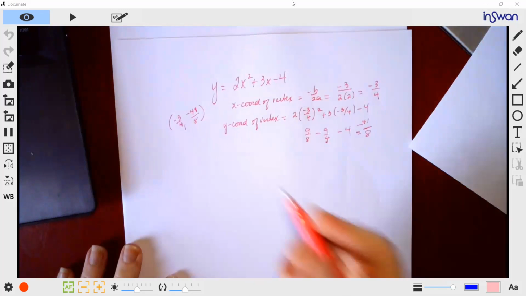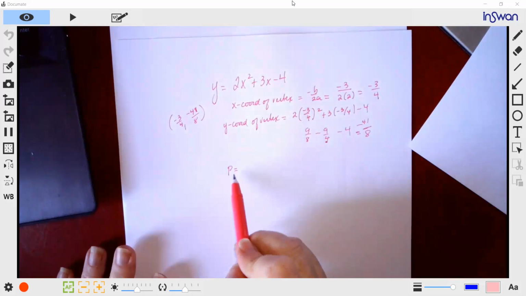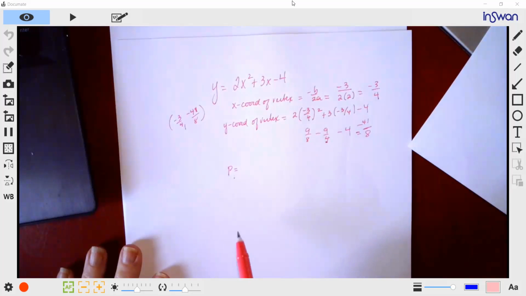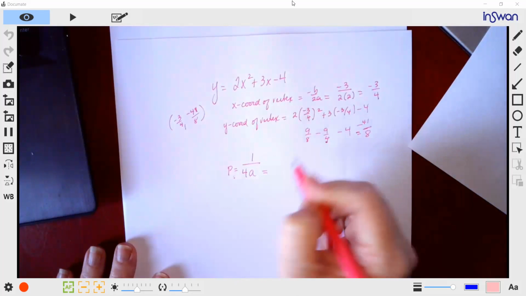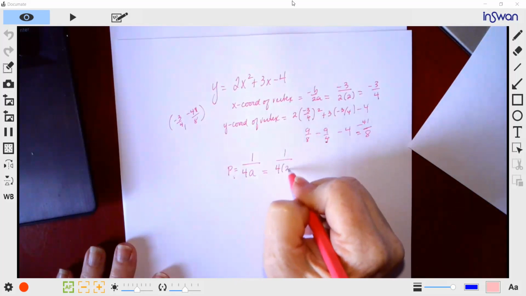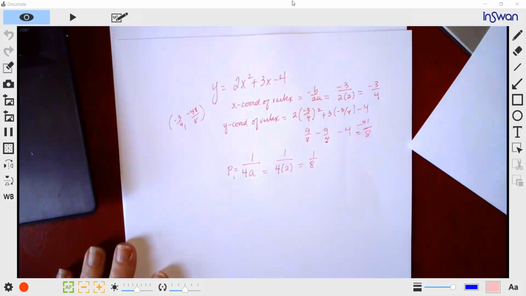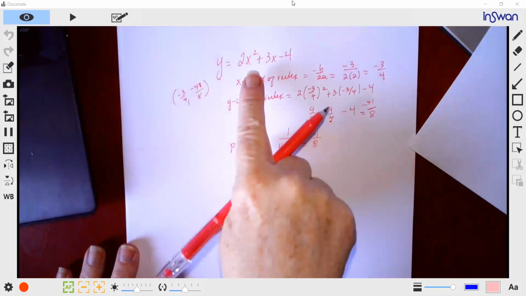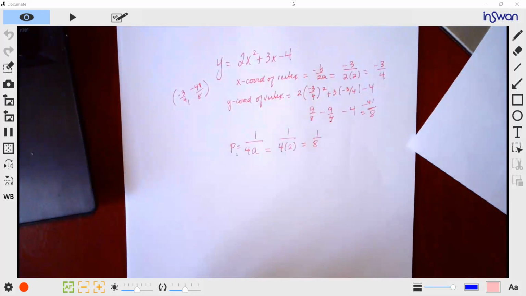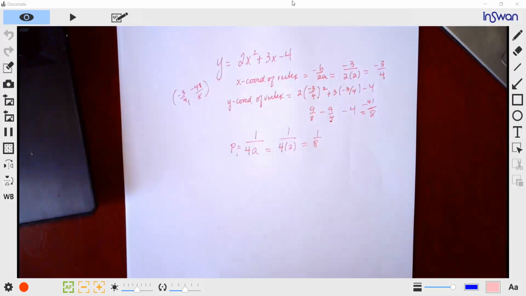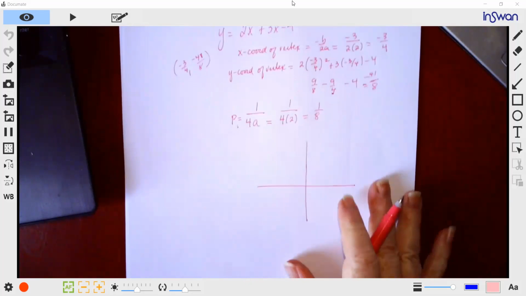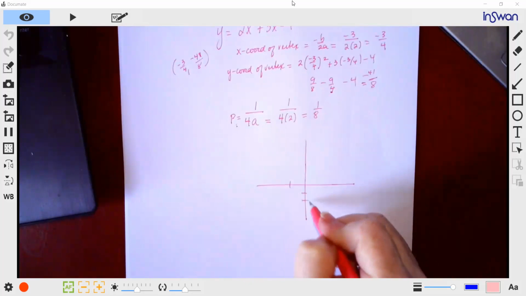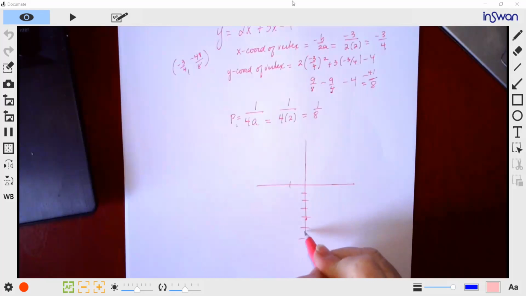What is P? P is the distance we move away from the vertex to get to the focus and the directrix. P is going to be 1/4a. So in this case, that would be 1/4 times 2, or 1/8. Since A is positive, that particular parabola opens up. And so we have a vertex at negative 3/4, negative 41/8, so about here.